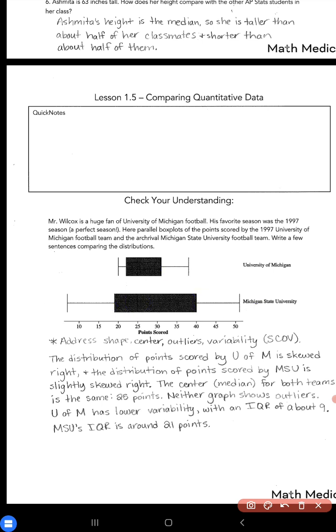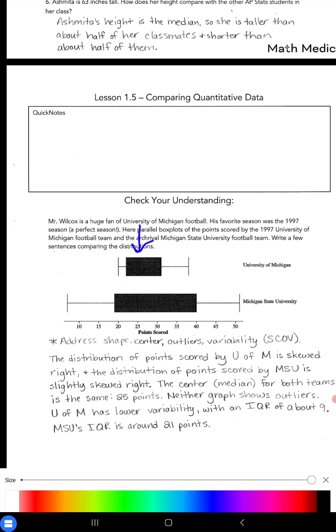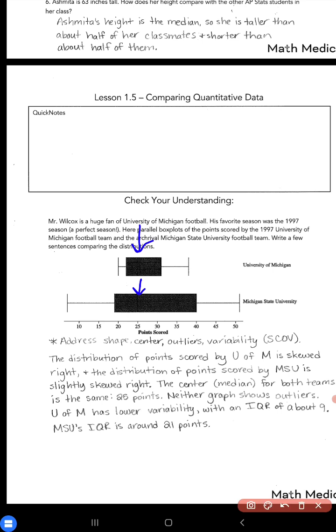So this distribution for Michigan State is also slightly skewed to the right. So because these distributions are skewed, I have to worry about potential outliers. I have to worry about my mean not being an accurate representation of the population at large. So when I'm talking about the center of my distribution, I am going to talk about the median, not the mean, because I can't be sure that the mean is accurate. So the median is this line right here. And it looks like the median for both teams is about 25 points. Okay? Neither graph shows any obvious outliers.